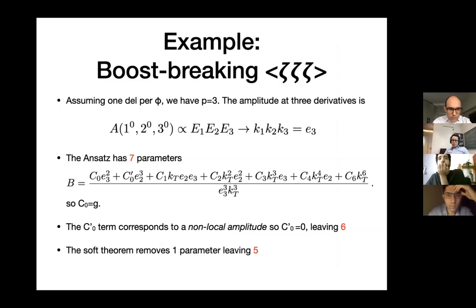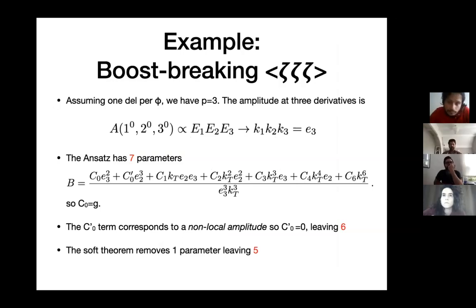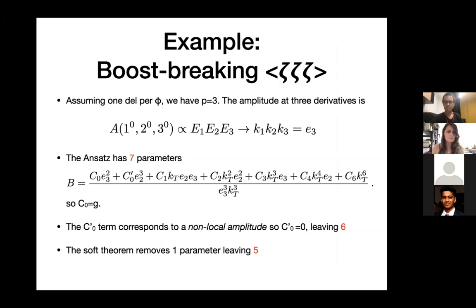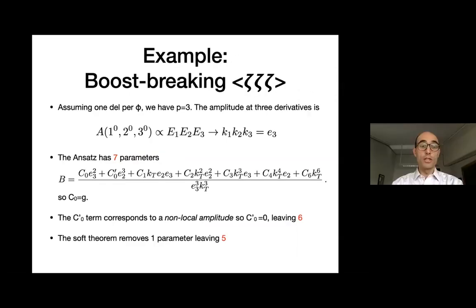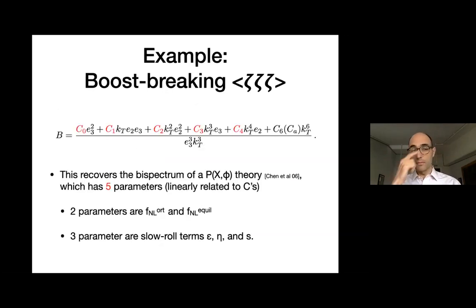The one that is in front of E3 squared has to be whatever coefficient is in front of the amplitude. Let's call that G, some coupling constant. On the other hand, what I'm calling C0 prime, E2 cubed, if you take the KT to 0 limit of that term, it gives you a non-local amplitude, an amplitude with inverse derivatives. If you want to stick to local theories, you should set that to 0. So locality takes away 1 parameter. Finally, you should impose the soft theorems, standard Maldacena, that removes 1 other parameter, and you're down to 5. And that's actually the right result.